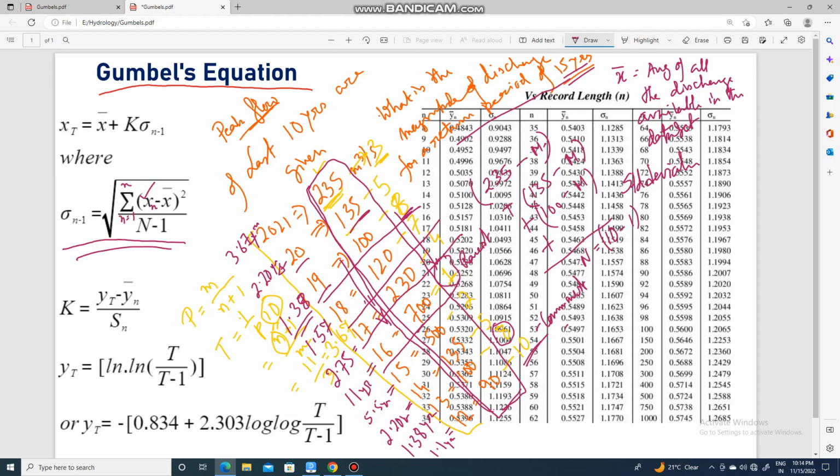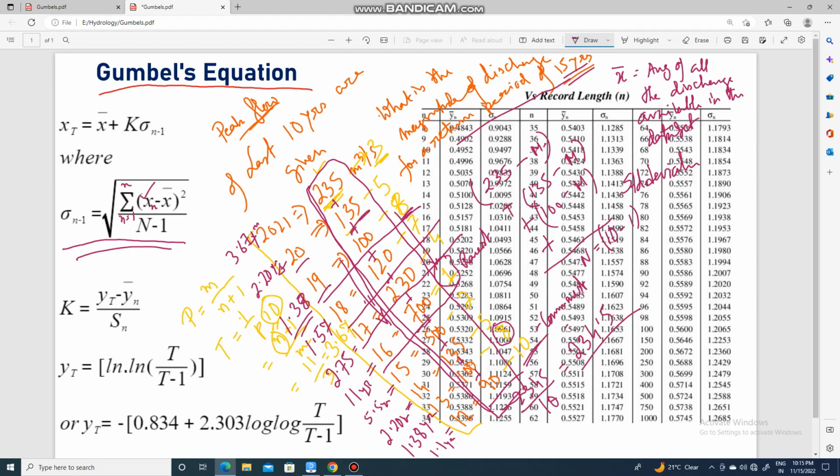So the summation of all these discharges is coming as 2345. Here there are 10 data sets, so divided by 10, the mean discharge is coming 234.5. So you have found out the mean of the discharges as 234.5.